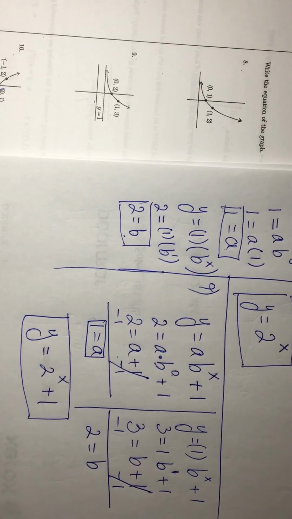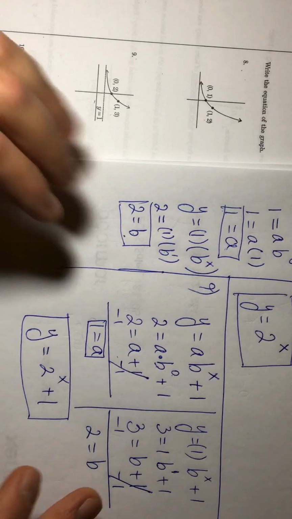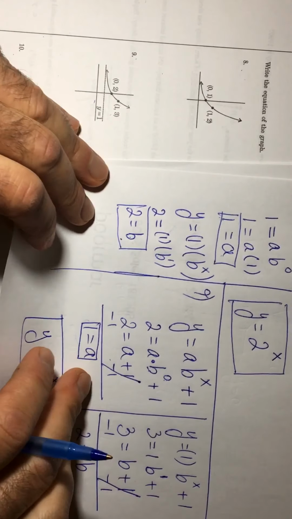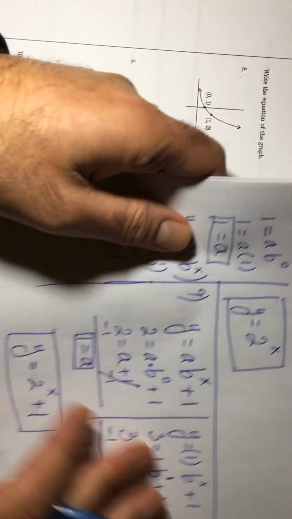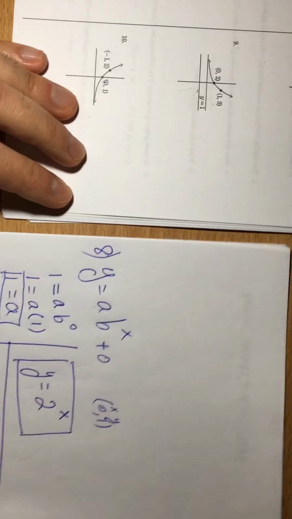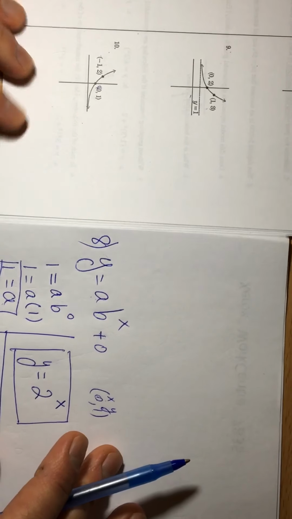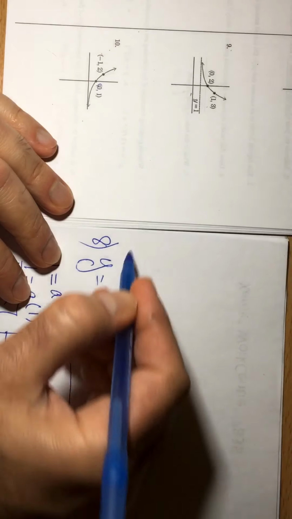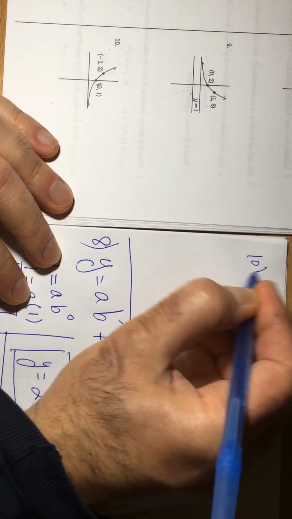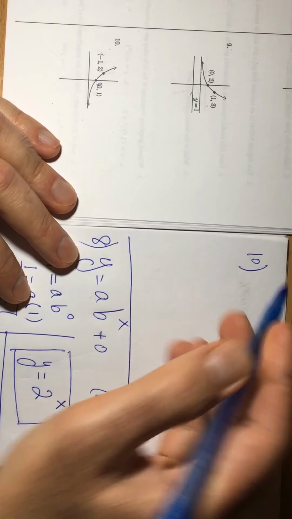Are we good? I hope everybody is okay with it. Last problem. Let me do it up here. Last problem is, look at the graph. Woo, it's going down, it's going down. Exponential decay. What's the asymptote?